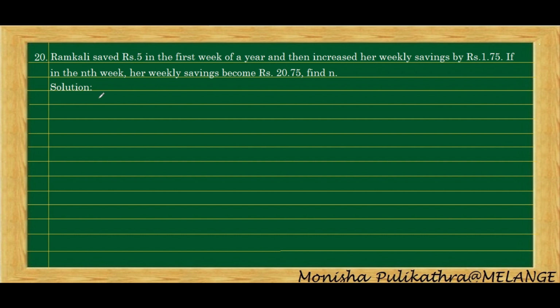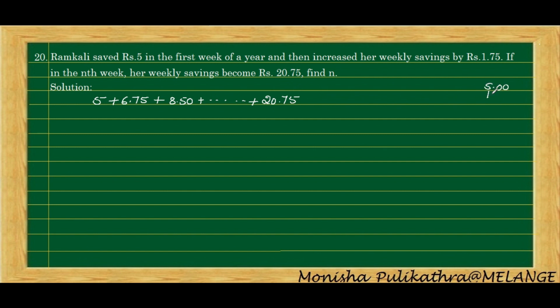Okay, so in the first week he saved 5 rupees, then it increased by 1.75. That is 5 plus 1.75 will be 6.75. Next, 6.75 plus 1.75 is 8.50, and so on, up to 20.75. We need to know in which week he will get 20.75 rupees. Okay, so there is no need of adding, I think.